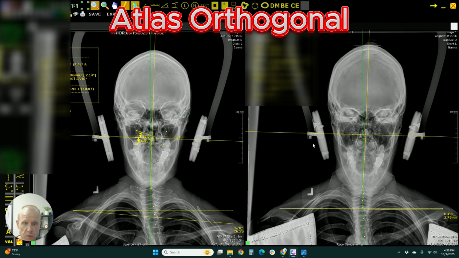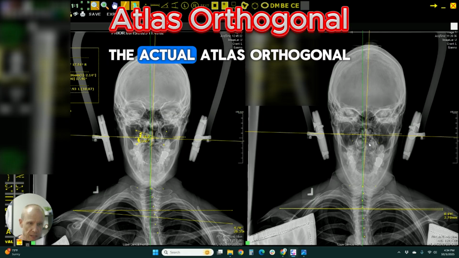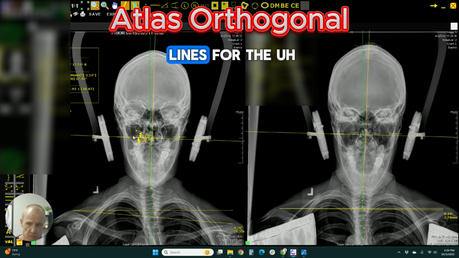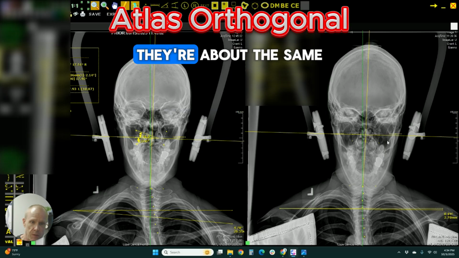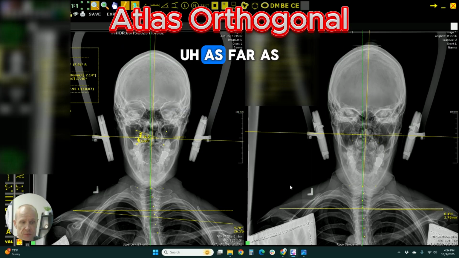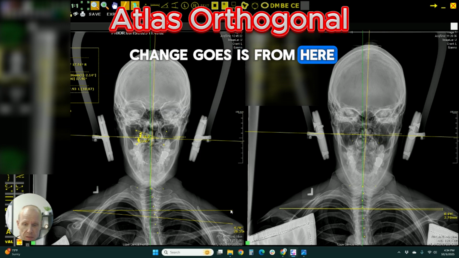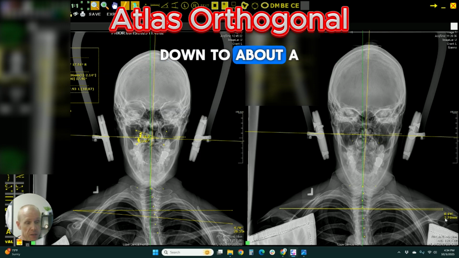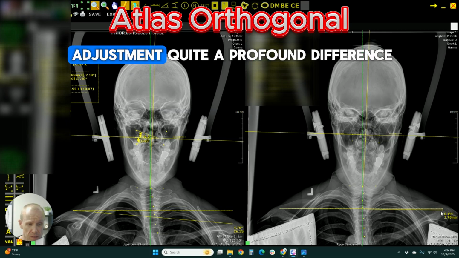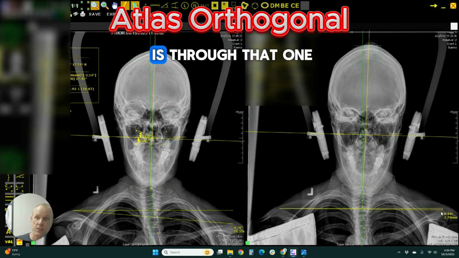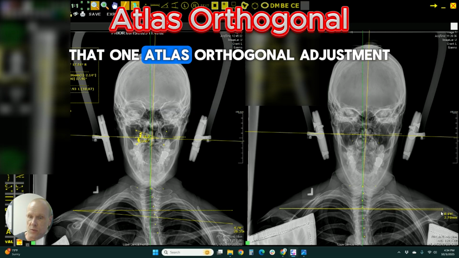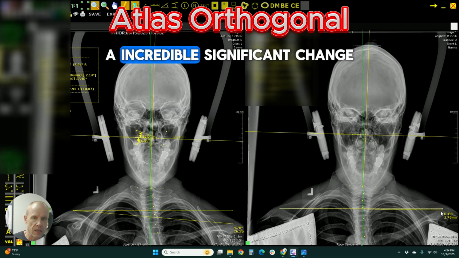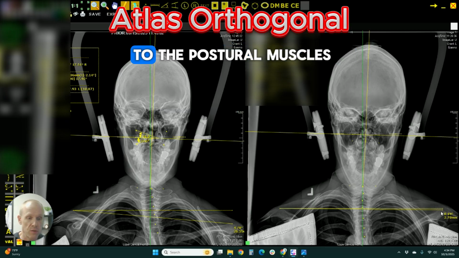So let's bring up the pre and post. This is after one adjustment. Pre is on the left, post is on the right. On the right, when we're looking at the actual atlas orthogonal lines for the adjustment itself, they're about the same. But what we're looking at as far as change goes is from here, we have a 26 millimeter drop on the right shoulder down to about a 3 millimeter drop. This is after one adjustment. Quite a profound difference. Through that one atlas orthogonal adjustment, we're seeing an incredible, significant change to the postural muscles.